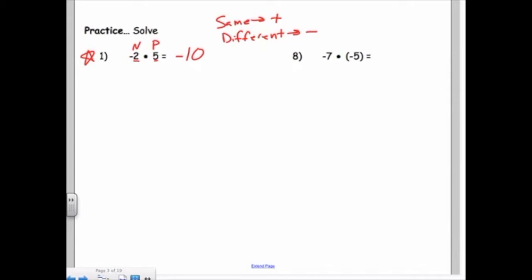Now let's go ahead and do this example. -7, negative, times -5, negative. First, let's do 7 times 5, which is 35. Then ask yourself again, are signs the same or different? In this case, they're both negative, so the signs are the same. If they're the same, my answer is positive, so my answer is positive 35.